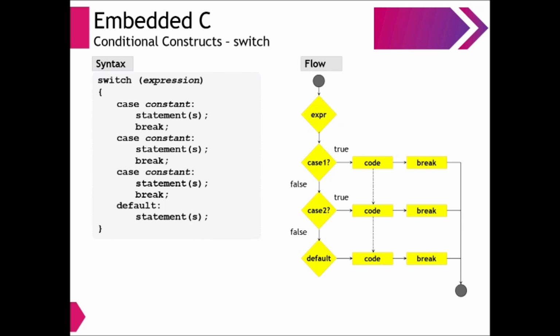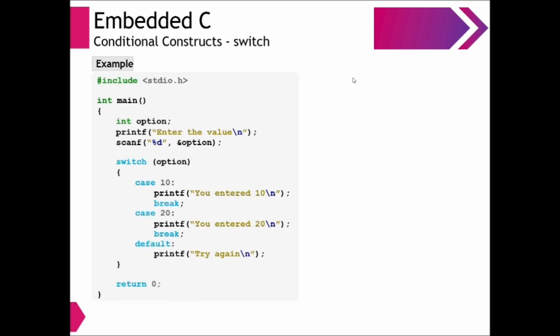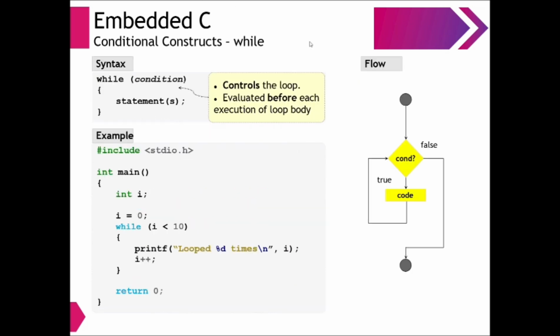This is the syntax for the switch expression, case 1, case 2, case 3, etc., and also the flow graph of the switch case statement. And there are a few examples for the switch case statement. In the conditional structures we have loops like while. There is also a flow graph showing how it works, and there is also an example for that.